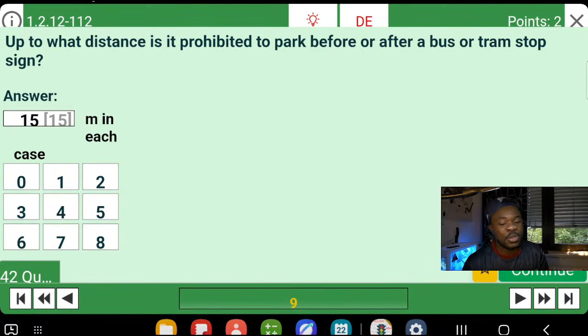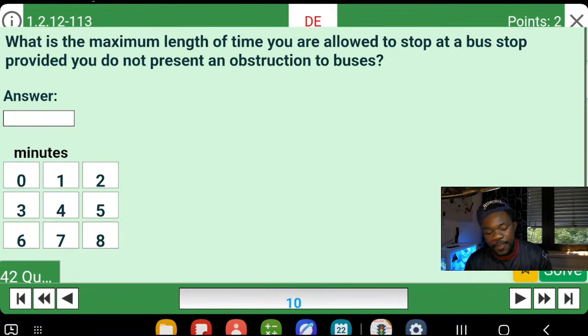If you want to park there, you're keeping at least 15 meters. So know the difference between parking and stopping. Anybody who stops for no reason at a bus stop more than 3 minutes has automatically parked. So remember, at the bus stop, you're allowed to stop maximum 3 minutes, provided you're not causing an obstruction to the buses.